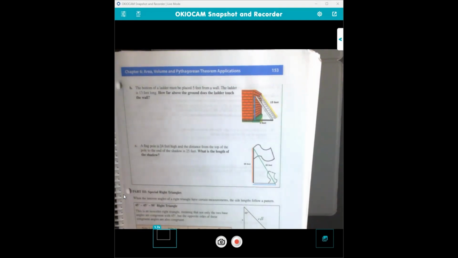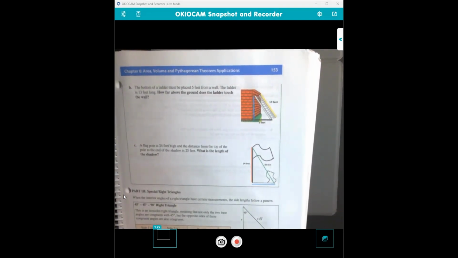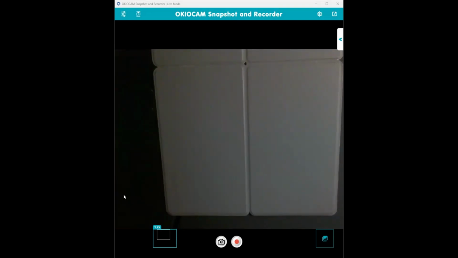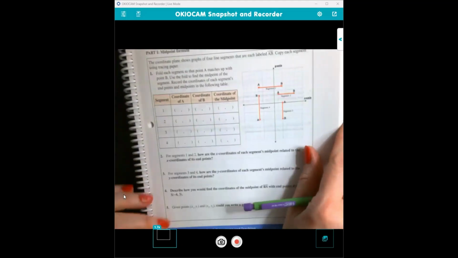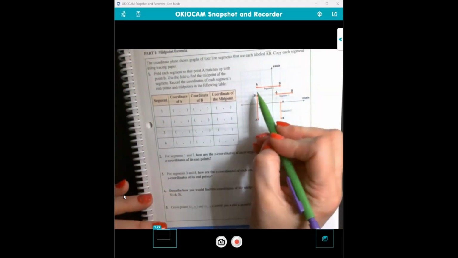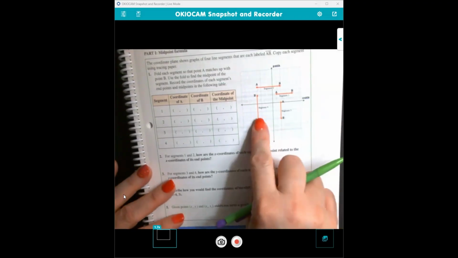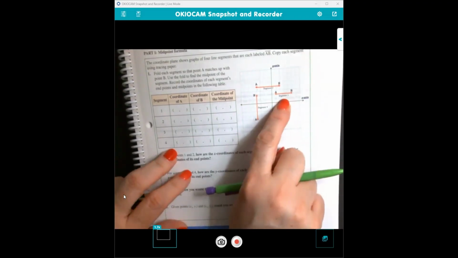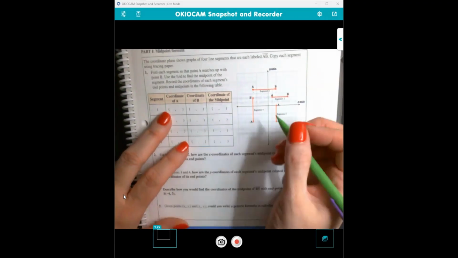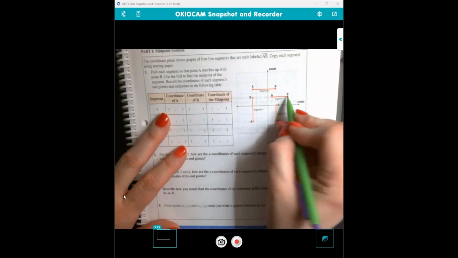Okay. Then we have the distance formula. I am not going to go over all the problems, but you need to find the coordinates of A and B. Let's say I'm going to do the first one. This is segment 1 right here, A and B. So you're going to identify the ordered pair for A and the ordered pair for B.